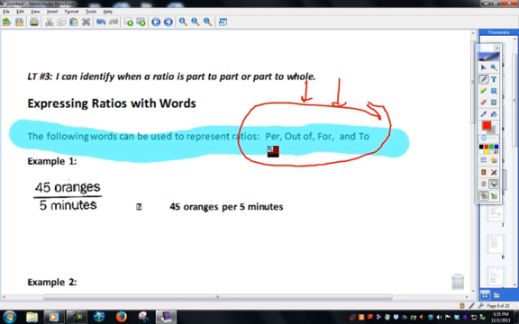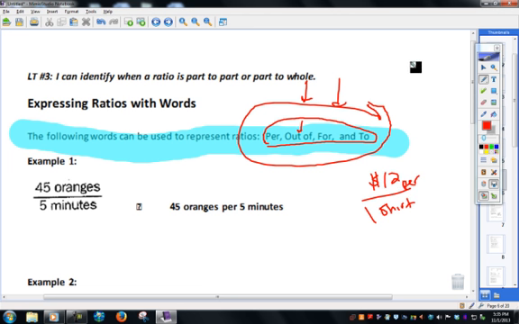I had you write these four words right here, and they are all ways you could talk about ratios. These are all ratio words. This is ratio language. You don't have to write this: I can get $12 per shirt. You could say the word per. That's how I'd use it. $12 per shirt.